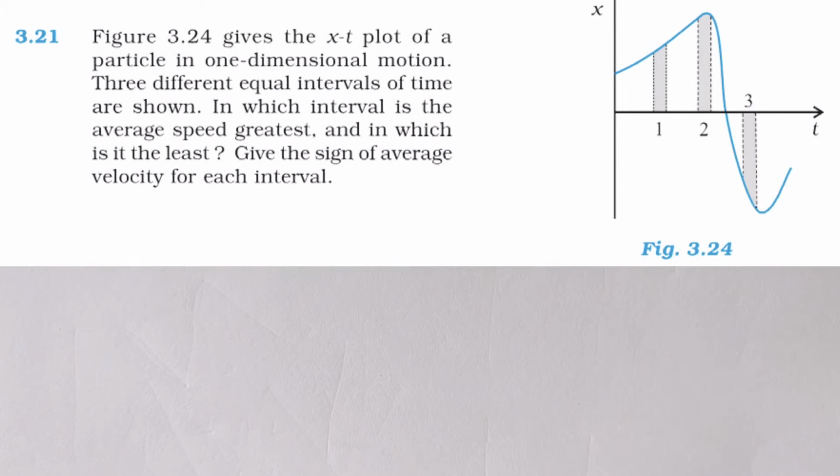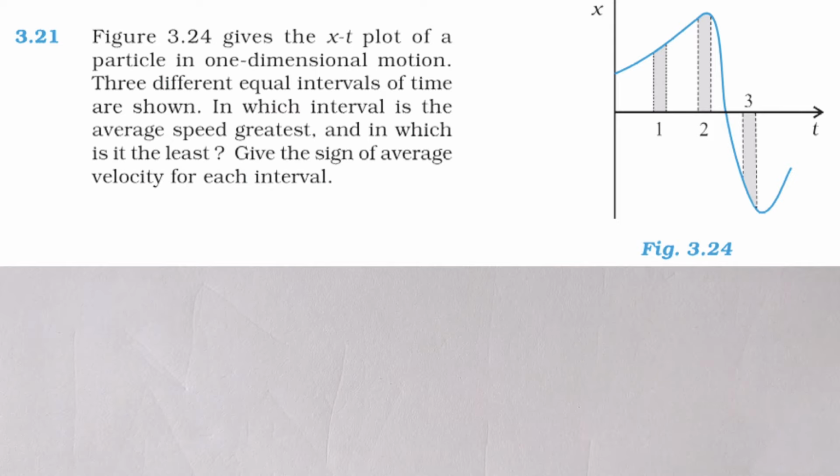Figure 3.24 gives the xt plot of a particle in one-dimensional motion. Three different equal intervals of time are shown. In which interval is the average speed greatest and in which is it the least? Give the sign of average velocity for each interval.